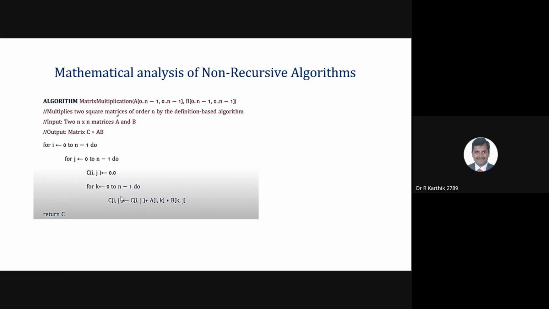And then finally we write the result, returning C. So this is a very simple algorithm to understand the mathematical analysis of matrix multiplication. Here, i is for the first matrix A, and the second looping variable j is for the second matrix B. Then for matrix C, the resultant matrix, k is used.